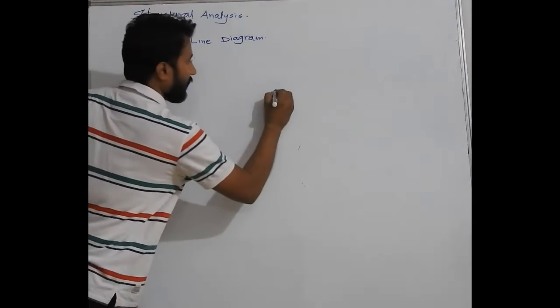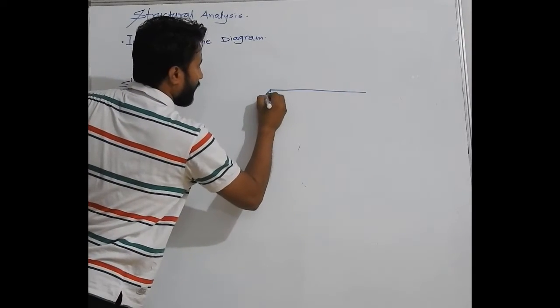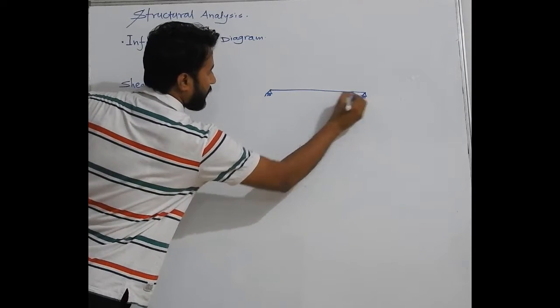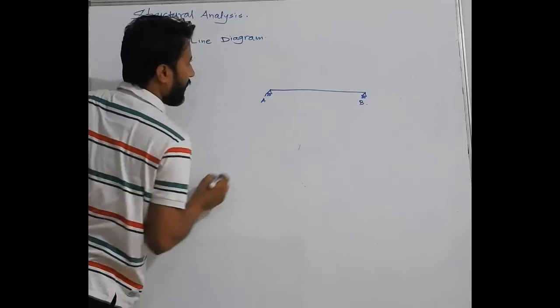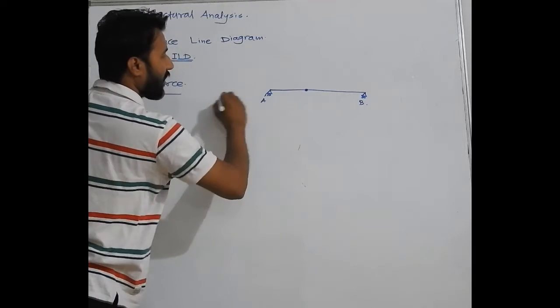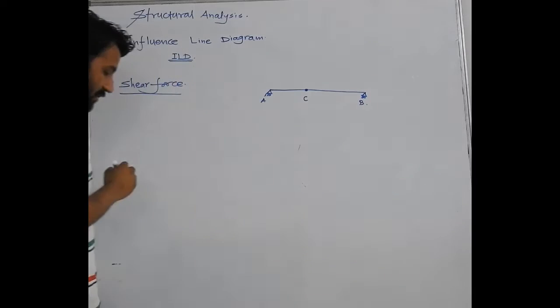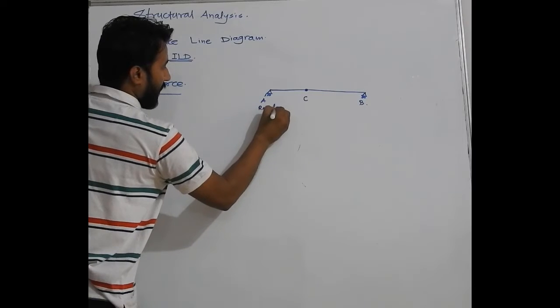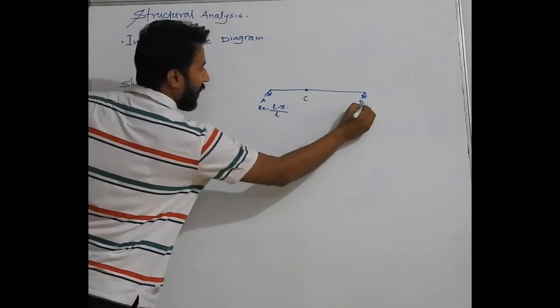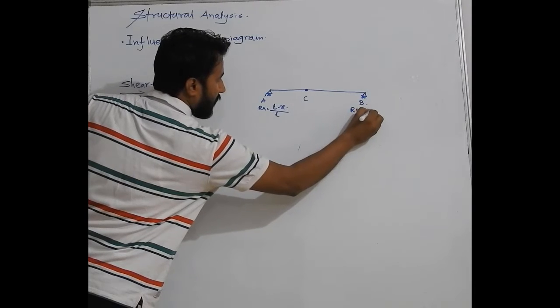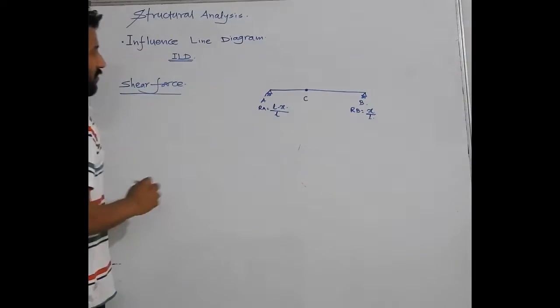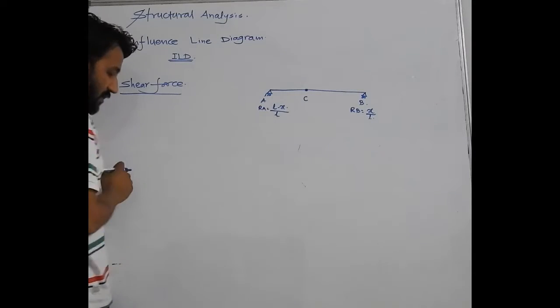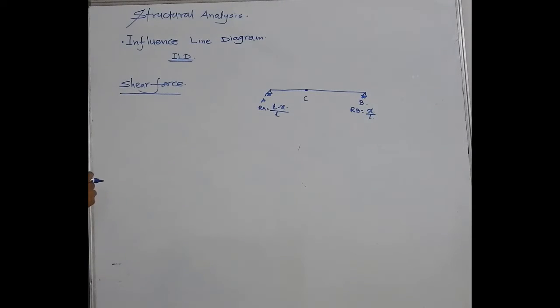Shear force. So again we will draw a beam having supports A and B, simple supports, and we will draw one section at any point. This section we call C. We know that the value of RA is L minus x divided by L, and RB is x by L. So now we have to calculate shear force. So shear force at C we will see.